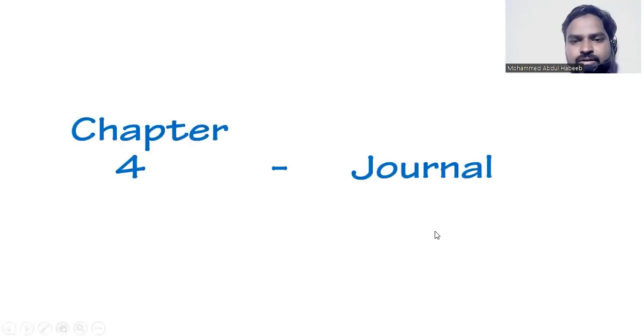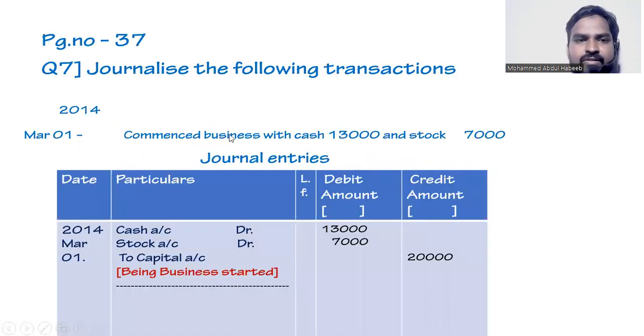In this video, we'll be discussing chapter 4, journal entries. Let us have a problem. Page number 37, question number 7. Journalize the following transactions. The transactions are given for the year 2014 for the month of March. The first transaction is given on 2014 March 1 as commenced business with cash 13,000 and stock 7,000.